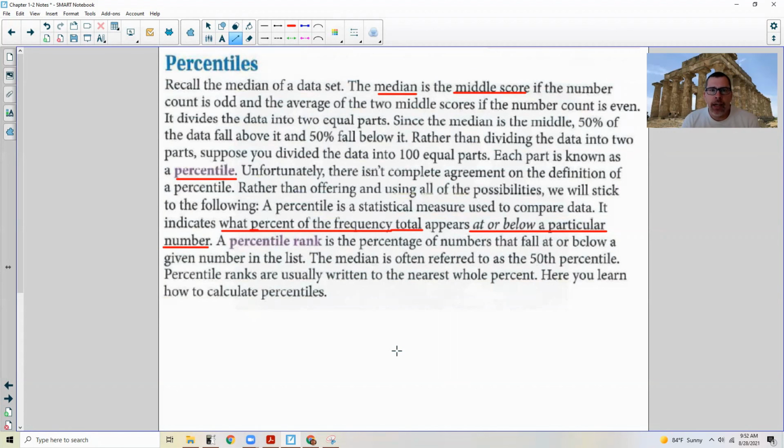So if you've taken the SAT, they give you a percentile rank. Were you in the 80th percentile? That means that you scored better than 80% of the population. So that's percentile. You've heard it before, so let's delve into this a little deeper for the next example.